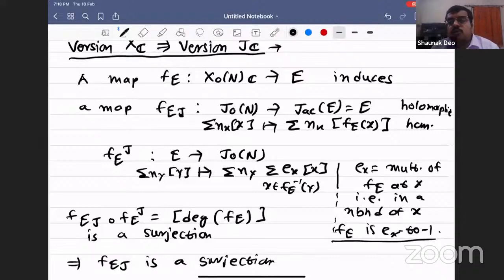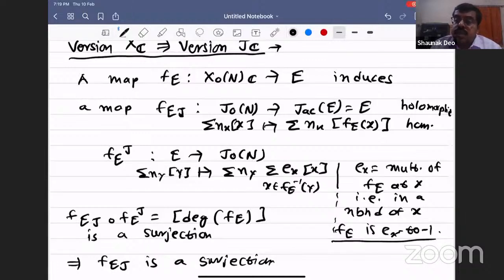So this tells us that the Jacobian version and the version over X, they are the same. So getting a map from X0 is the same as getting a map from the Jacobian, but we have to be careful that the map from the Jacobian is going to be a homomorphism. But in general, X0 of n is not an abelian variety, right? It's not an elliptic curve in general. So therefore, in that version, that is just a holomorphic map. But in the J0 version, it is a homomorphism as well. So it's a map of abelian varieties as well.